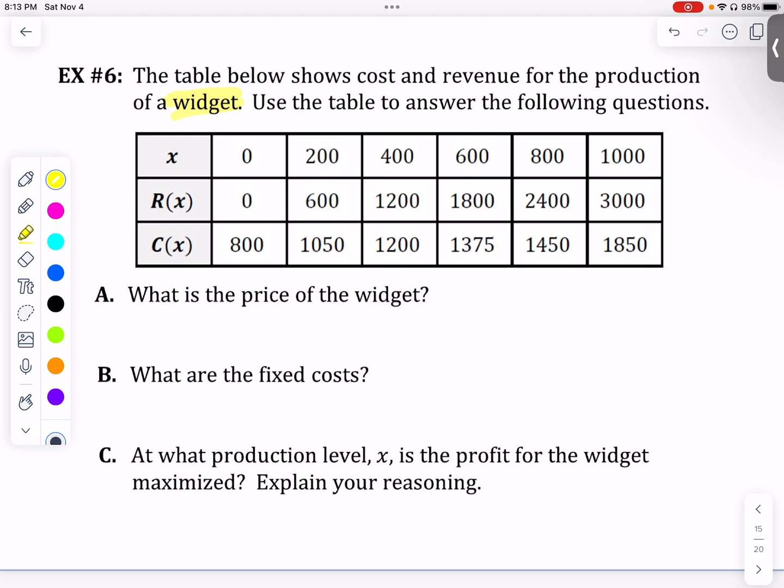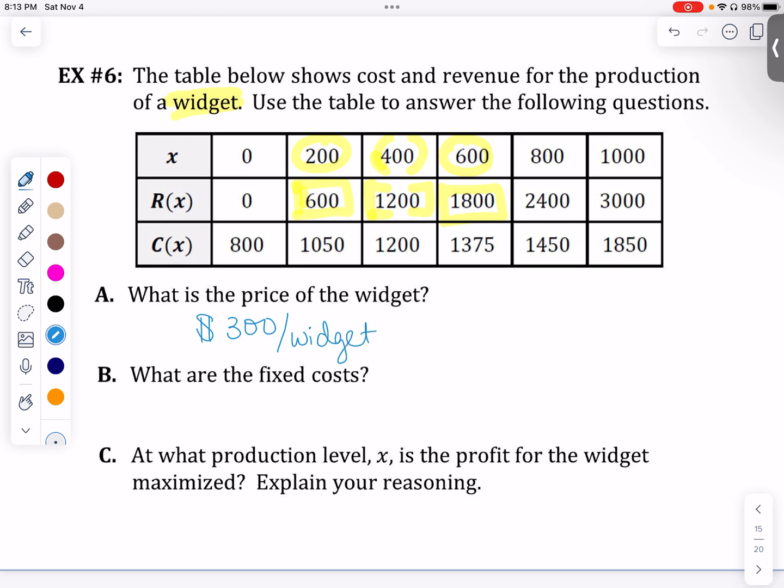So first of all, we want to figure out what is the price of a widget. If we're looking at this table, we notice that we're going to end up with the price of $3 per widget, because $200, $600 revenue, 400 items, $1,200 revenue, 600 items, $1,800 revenue. So I can tell that the price of this widget is $3 per widget.